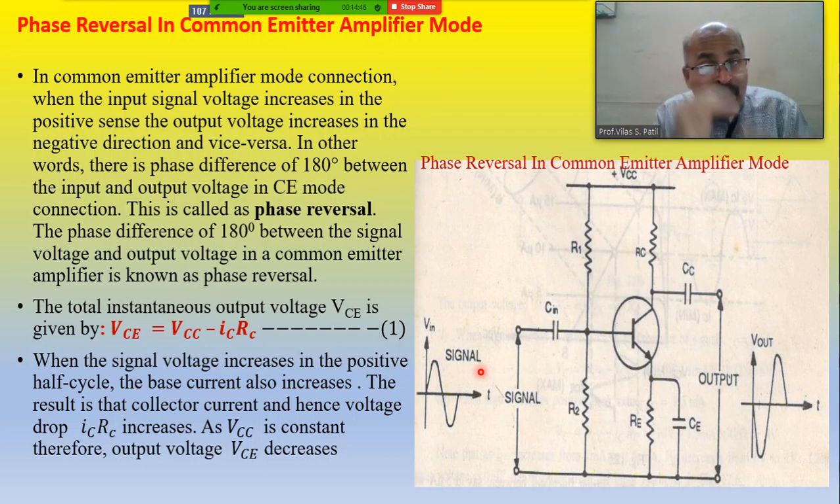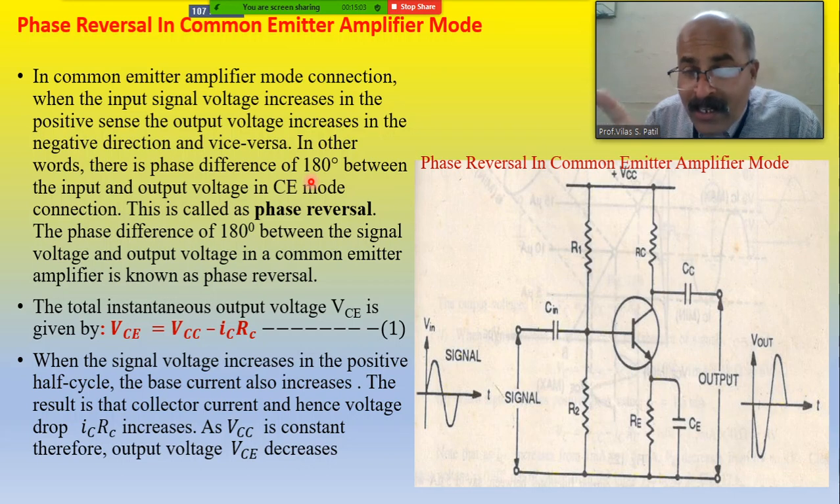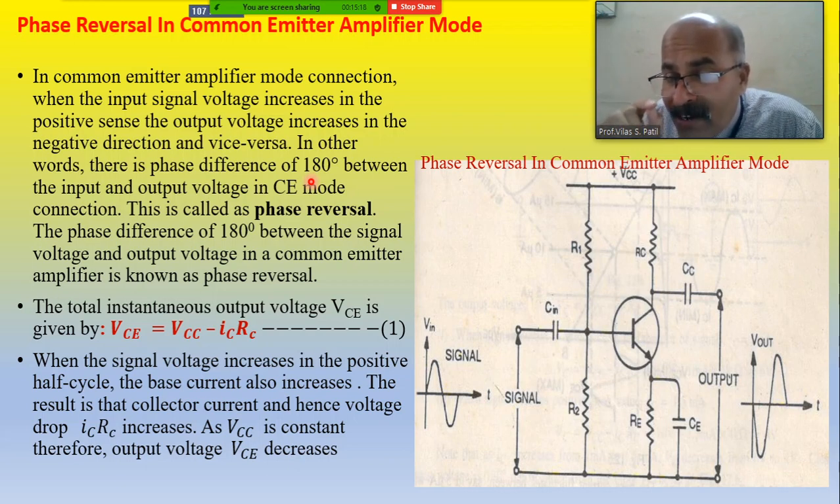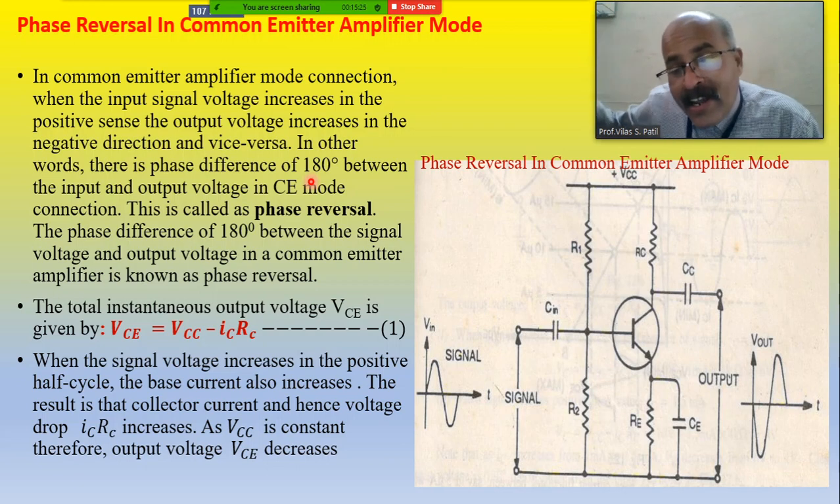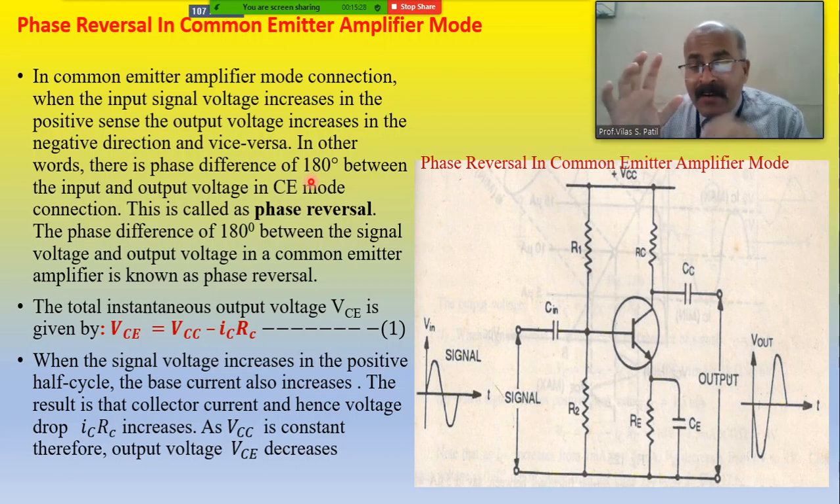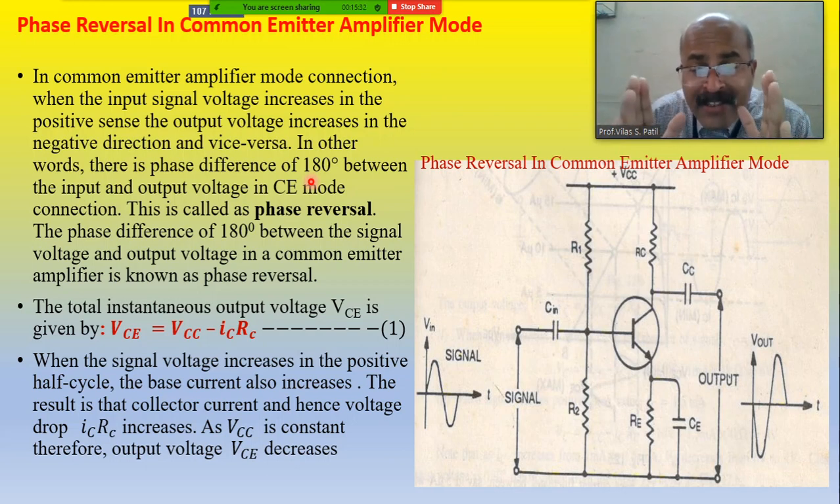The amplitude is magnified, but there is a change in phase. How much change in phase? There is a change in phase of 180 degrees between the input and output of the common emitter transistor amplifier. The common emitter transistor mode inverts the input at the output by 180 degrees. It means the positive half cycle at the input is converted into a negative half cycle, and the negative half cycle at the input is converted into a positive half cycle at the output. This shows that phase reversal is observed between input and output.